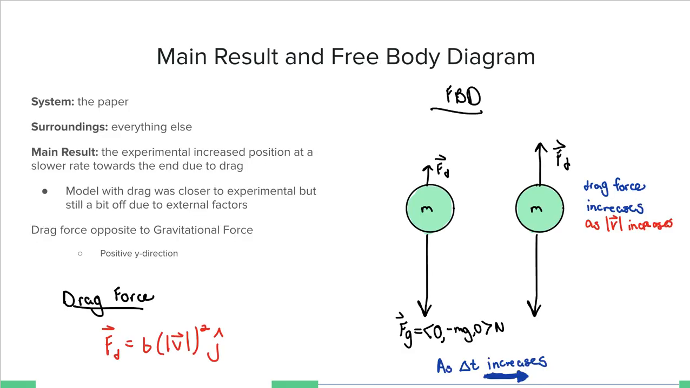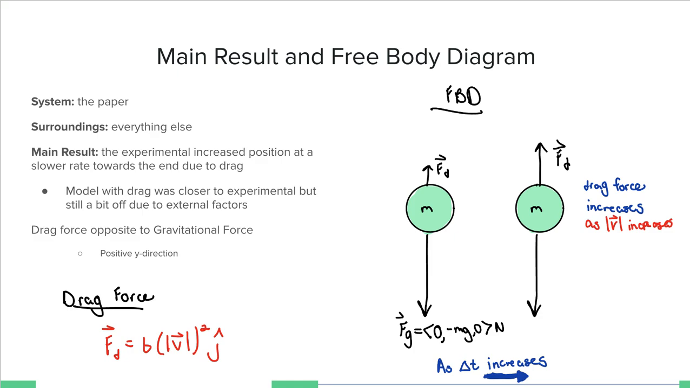This was the free body diagram, where the drag force increased as the magnitude of velocity increased. This is because the drag force equals b times the magnitude of velocity squared in the positive y direction, which is opposite the gravitational force.